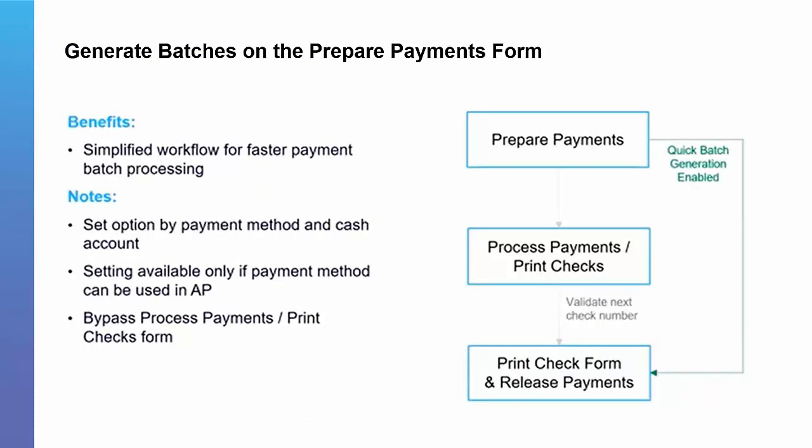Now, we also have the ability to streamline our processes for printing checks. There's now a new feature on the payment method. In the current system, from the AP bills, you go through the prepare payments process, then the process checks screen opens, and then finally you print the check. What they've done to streamline this, if you enable quick batch generation, is you can go directly from the prepare payments screen to the checks printing. Let's take a look at that setup.